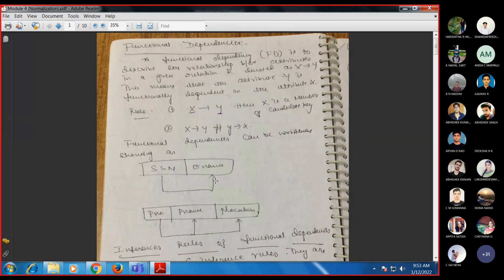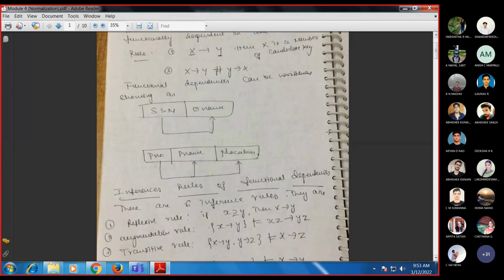It's the reverse in the case of a schema diagram, where the arrow mark is pointing towards the key attribute. But whenever you are defining the functional dependency, the arrow mark always points towards the non-key attribute. This is one example. In another example, you can see project number, project name and project location. Project name and project location are both non-key attributes, but both are dependent on the project number, which is the key attribute. So this is very important.